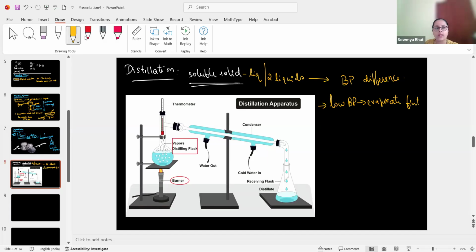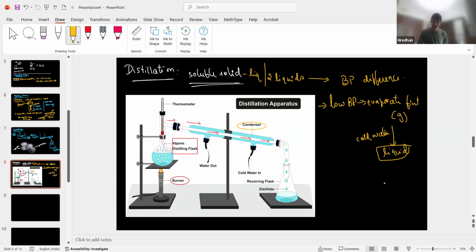So if there are two liquids, the one with the lower boiling point will evaporate first. It will come here and pass through this chamber. Once it's in the gaseous state, you circulate cold water through the condenser. You can see there is a condenser over here, through which you can circulate the cold water. Then the gas will turn to liquid, and you collect it. The one with the higher boiling point is retained in the flask.